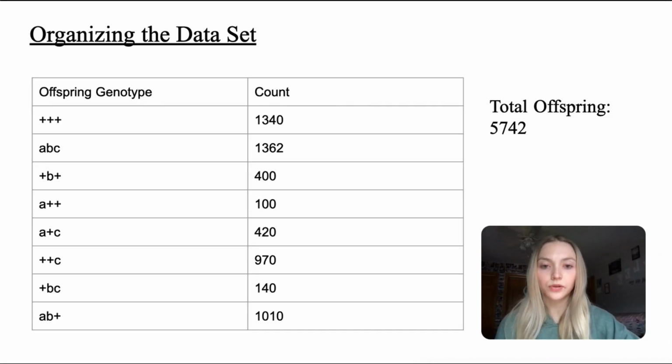The first step is organizing the offspring data into a table using the genotypes and the total number of offspring. After adding all the counts together, the total number of offspring is 5,742. This total will be used later to calculate recombination frequencies.